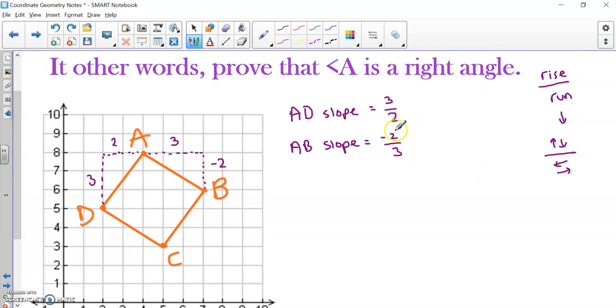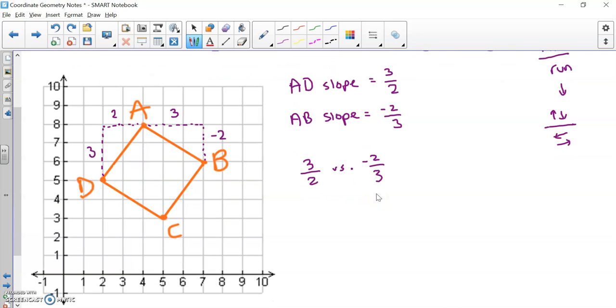All right, so now we have found the two slopes, and we need to check to see if they're opposite reciprocals. So 3 over 2 versus negative 2 over 3. Well, the fraction was flipped, so it is a reciprocal, and the original one was positive and the new one is negative. So they are perpendicular.